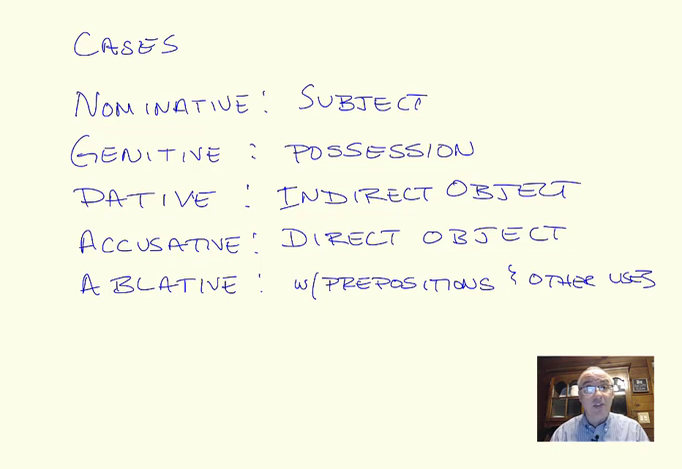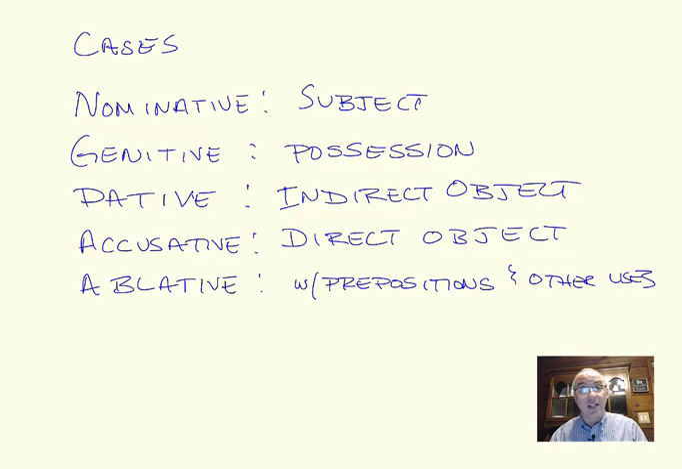Okay, those are your 5 cases. Be able to run through them. Nominative, genitive, dative, accusative, ablative. Let me spend just a second describing the names. For example, the nominative, it comes from the word name. That's the naming one. That's naming who does it. What is the subject of the sentence?